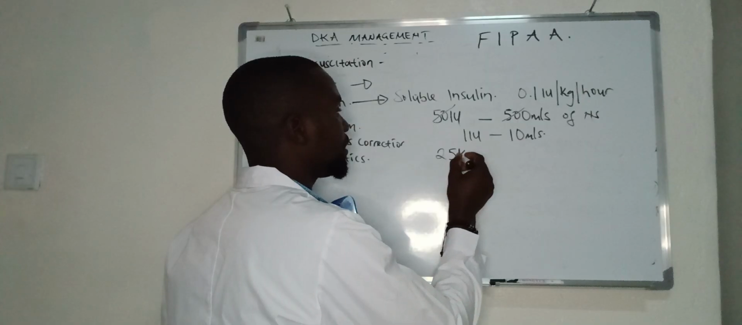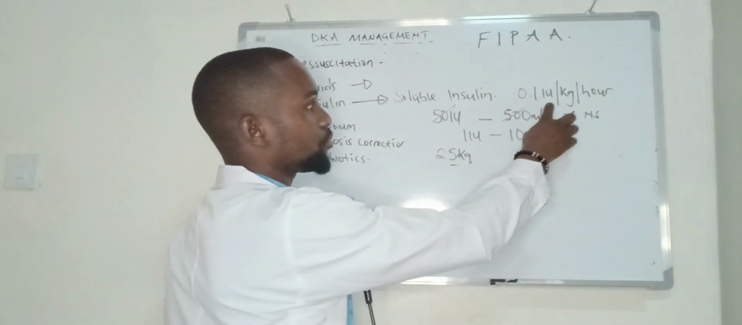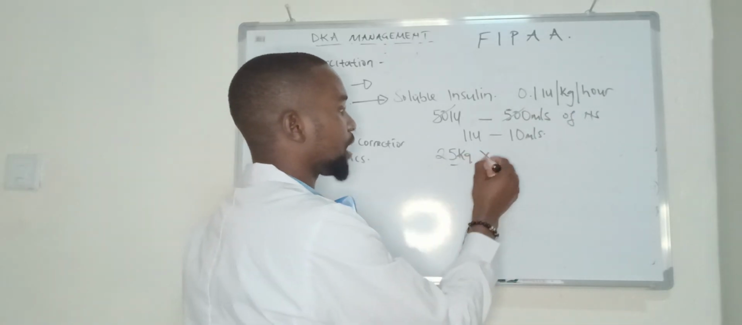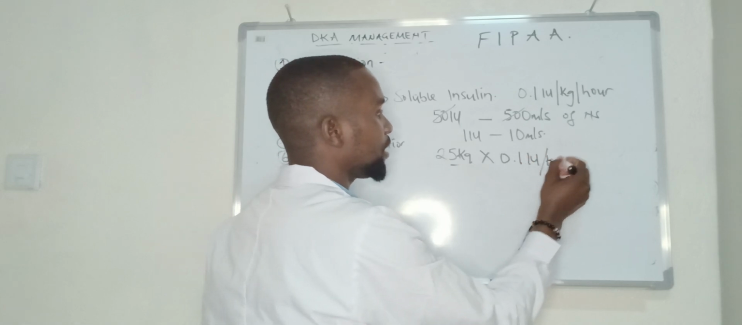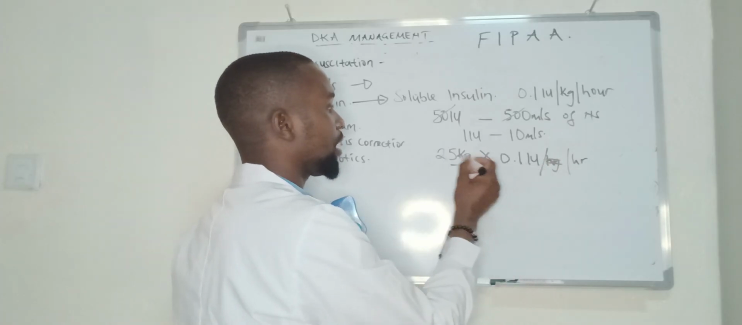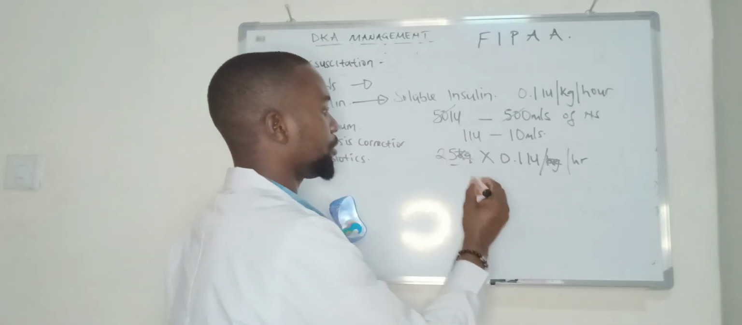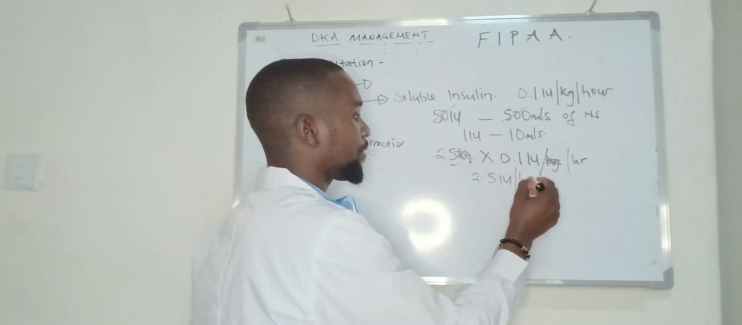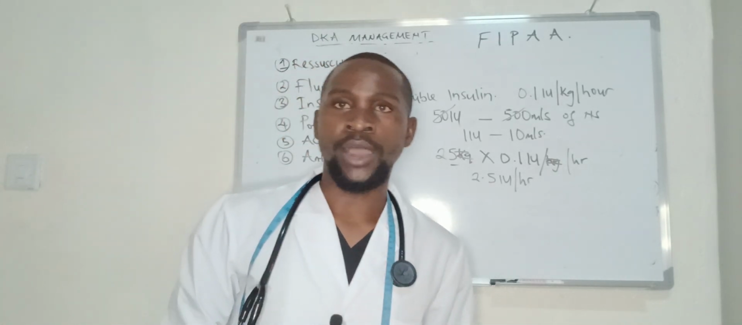So what is the dosage of insulin that you are going to give? Remember, 0.1 international units per kg per hour, meaning 25 multiplied by 0.1. The kg and the kg will cancel, so it's 25 multiplied by 0.1. You end up with 2.5 international units per hour.